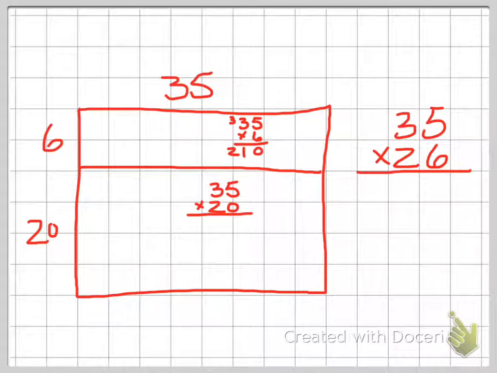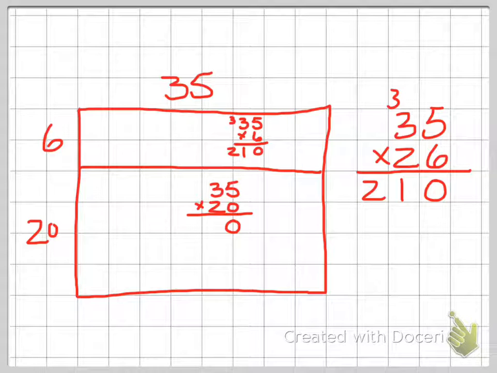On my standard algorithm multiplication problem here on the right, I'm going to do the same thing. 6 times 5, 30, carry my 3. 6 times 3 is 18, 210. Then I'm going to move to the second row, and I'm going to treat that as 20 times 35. I know that 0 times any number is 0, so I'm just going to bring that 0 down and then move to the 2. I don't need to form 2 rows to do this multiplication problem.